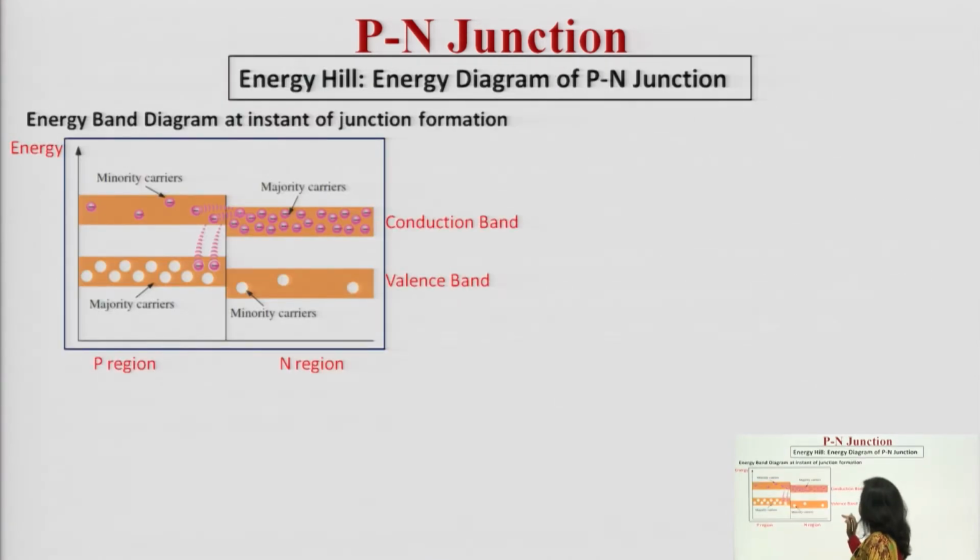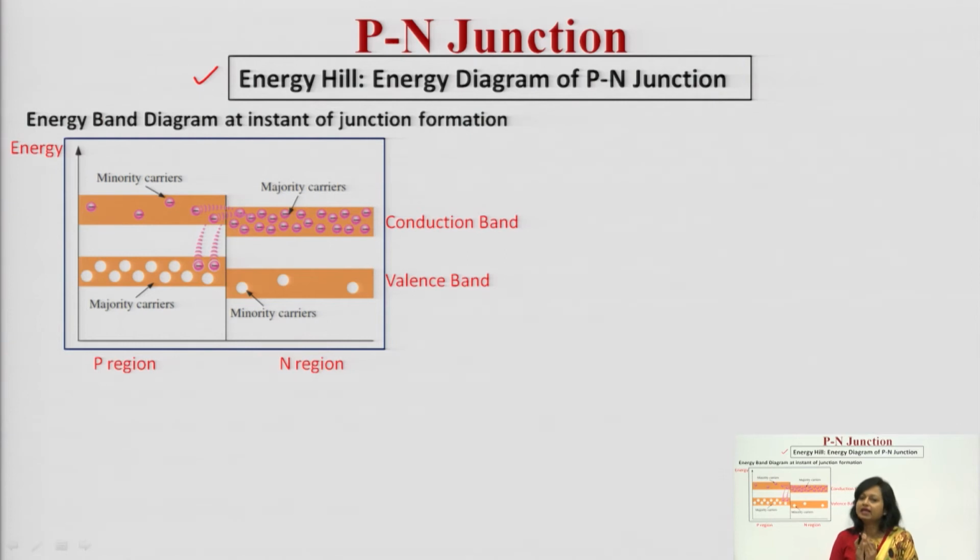Now, let us discuss the energy band diagram of a PN junction. You have studied the energy band diagram of an intrinsic semiconductor, and you have studied the extrinsic semiconductor. Now, how does the energy band diagram look for a PN junction? And there is a concept of energy hill which I shall be discussing over here. So, in this particular manner you have to understand it.